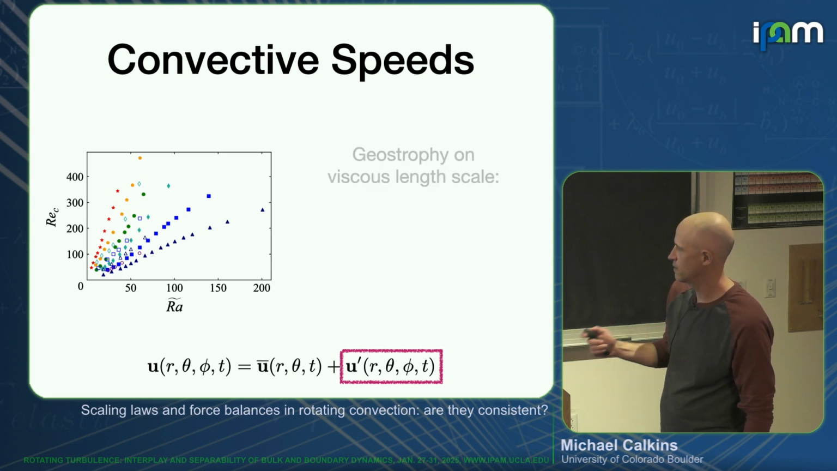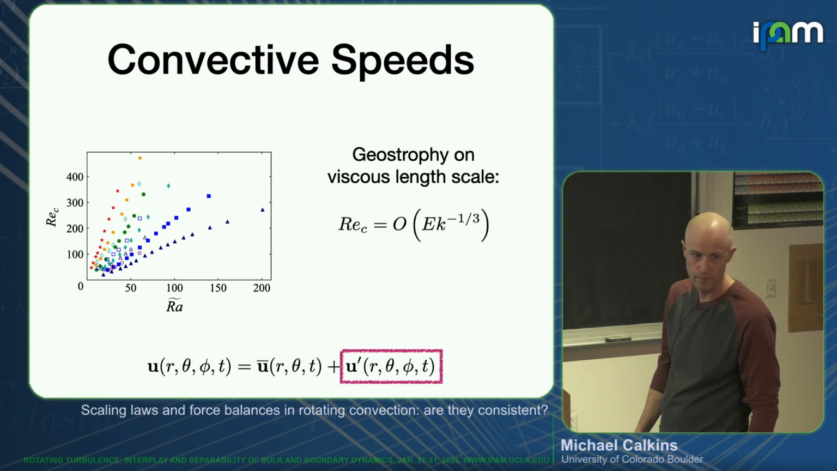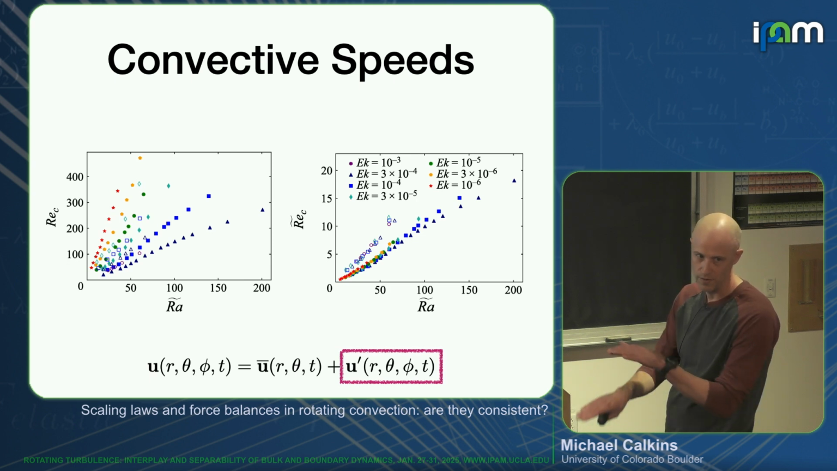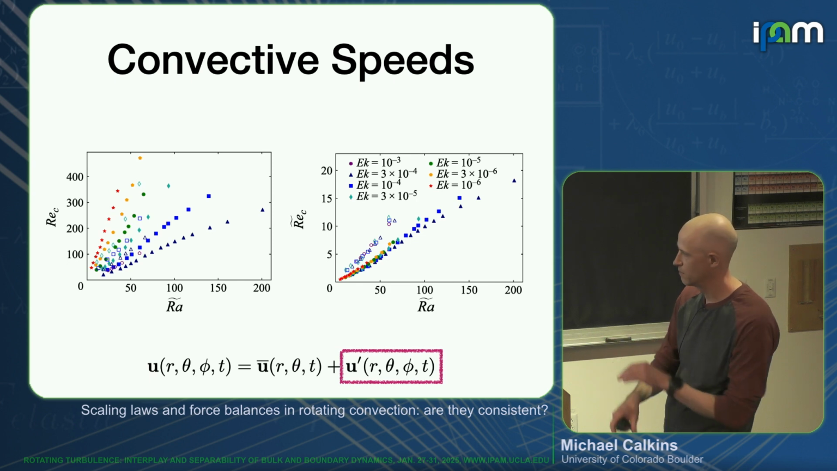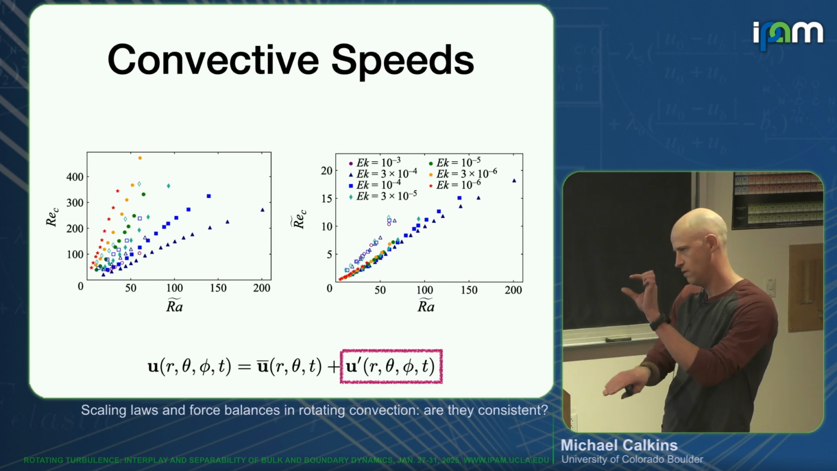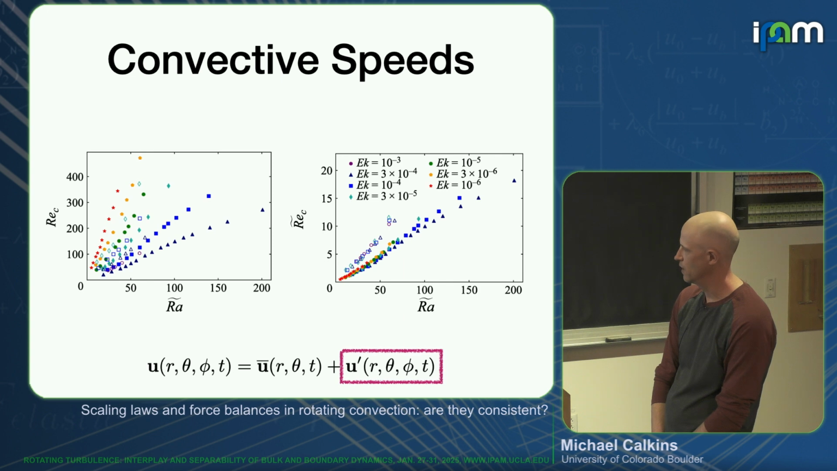If you have a geostrophic force balance on a viscous length scale, you would expect that the convective Reynolds number scales like Ekman to the minus 1/3. So if you take all that data and rescale it, this is the rescaled Reynolds number, not surprising perhaps that all this data collapses to a line, which means that you're in this asymptotic state for the dynamics. The open symbols are just a different aspect ratio, a smaller depth of the shell.